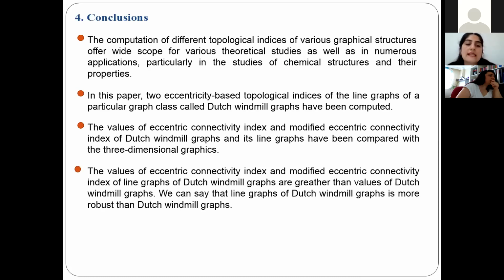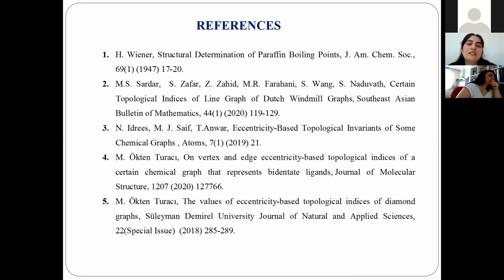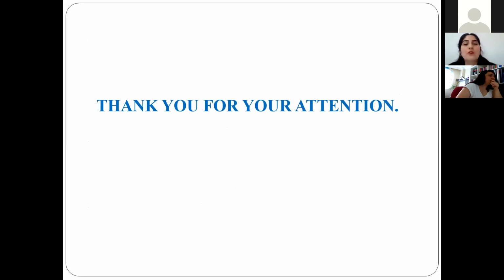The values of the eccentric connectivity index and modified eccentric connectivity index of line graphs of Dutch windmill graphs are greater than the values for Dutch windmill graphs. We can say that the line graph of Dutch windmill graphs is more robust than Dutch windmill graphs. In further study, different eccentricity-based topological indices can be computed for the line graph of Dutch windmill graphs. References. Thank you for your attention.